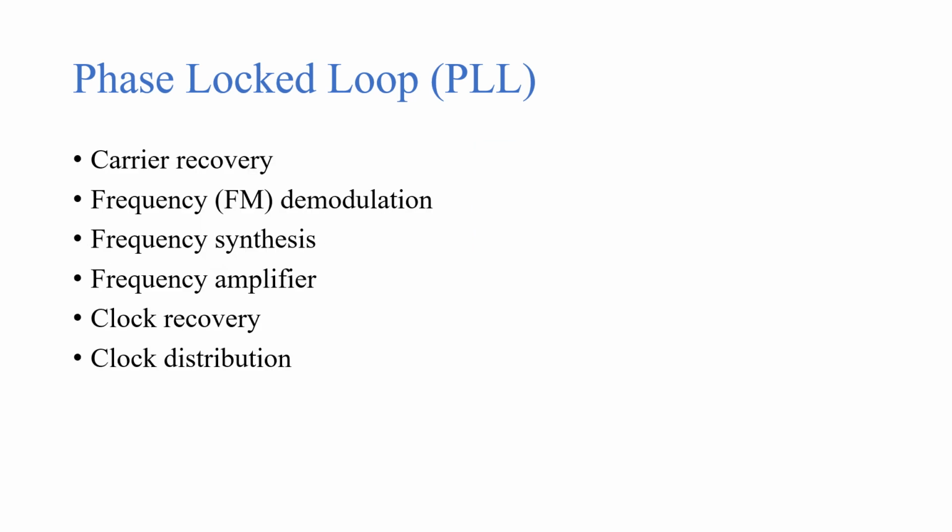Phase lock loops are used in television, cell phones, GPS, satellite receivers, etc. PLL is used for carrier recovery, for FM demodulation, frequency synthesis, generating higher frequencies from smaller stable crystal frequencies, recovery of clock signal from sequential digital data, and clock distribution circuits.